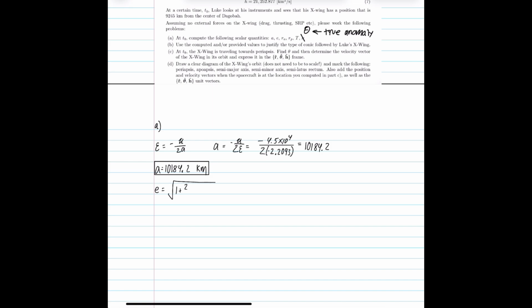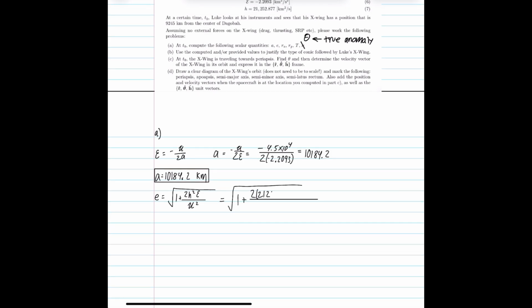Now we're trying to find the eccentricity, and this is a relation that relates it to both the energy and the angular momentum, which we both have. We have both of those from above.